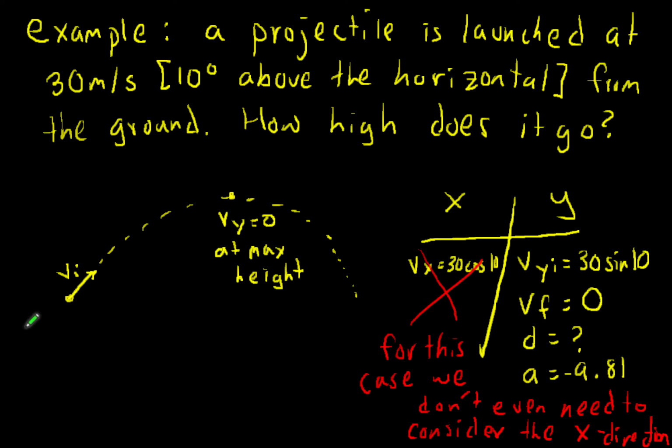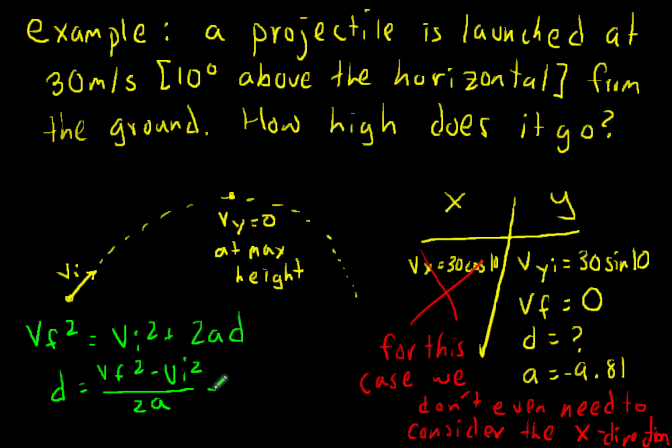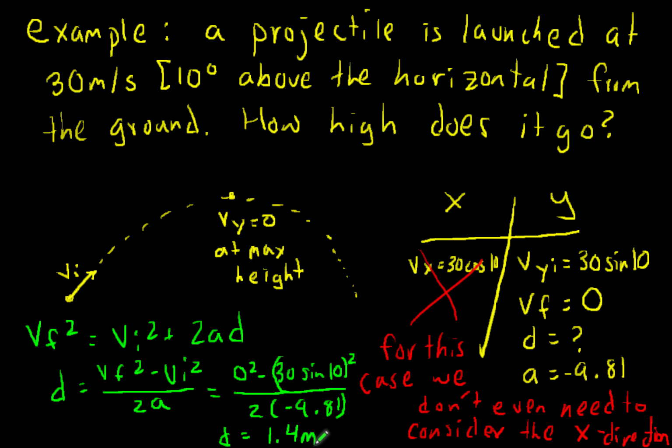For the y direction, we can use the formula Vf squared equals Vi squared plus 2ad, which rearranges to become d equals Vf squared minus Vi squared divided by 2a. Plug in all the values that we know, and you get dy equals 1.4 meters. And since it's positive, we say that it's up.